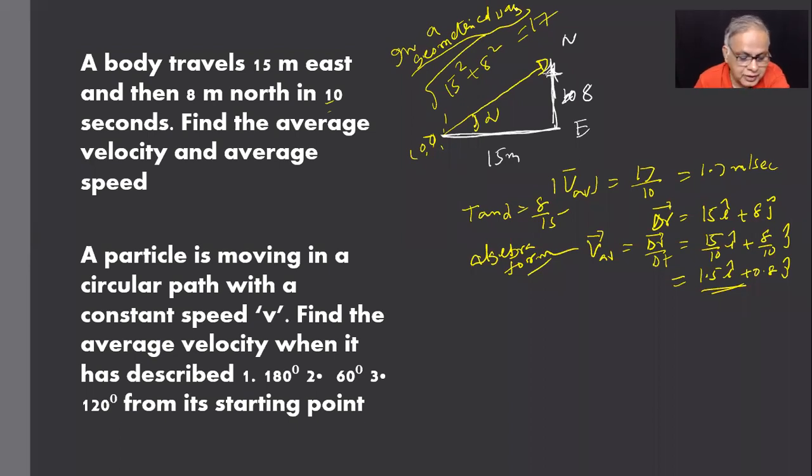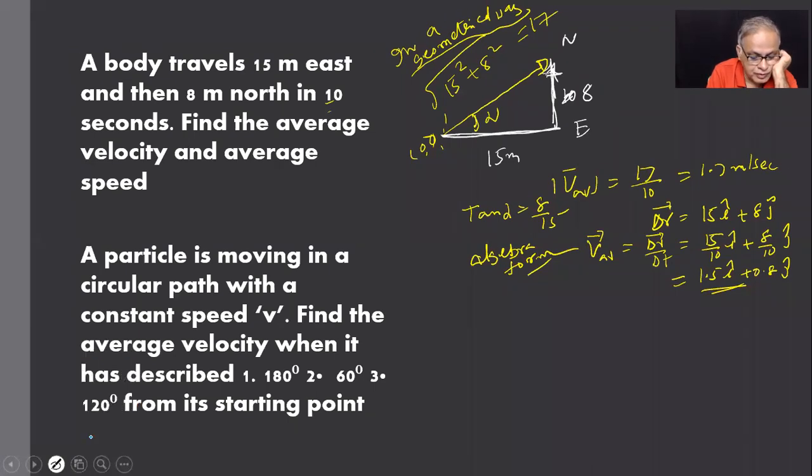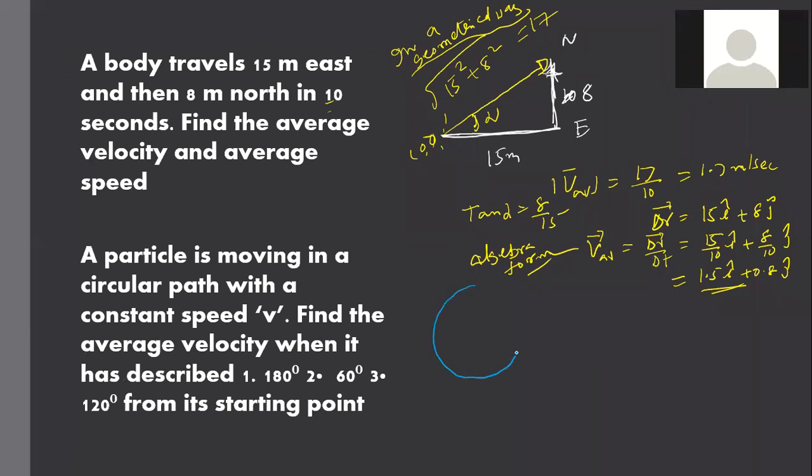All right. Come on, children. What shall I do for this? The particle is moving in a circular path with a constant speed v. As usual, I told you, reading first and then putting the picture next. Isn't it? So how is the particle moving? Circular path, like this.